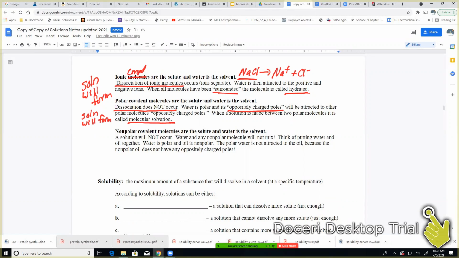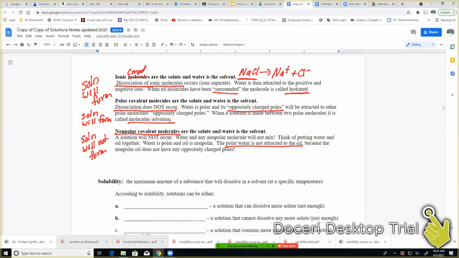Now our last one, where a solution will not form, is when I have a non-polar covalent molecule. It's not going to dissociate. It doesn't have a positive or negative side. There's nothing for the water to be attracted to. So the polar water is not attracted to the oil and there will not be any solvation.